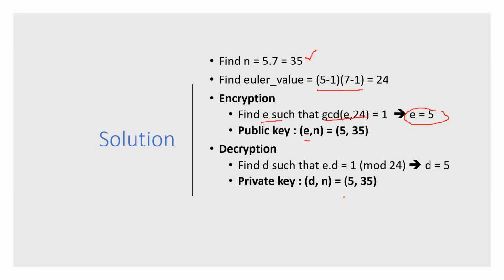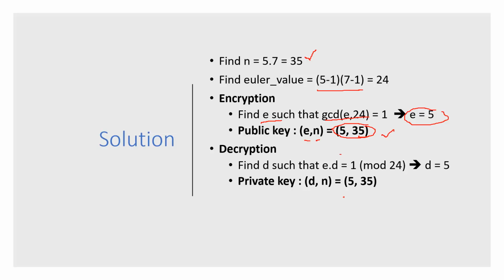So now they have the public key pair, which is e, which is 5, and 35, the product of the two primes. So we are publishing this as the public key pair. Anyone who wants to send the receiver a message has to use this to encrypt it. And the decryption is done like this.